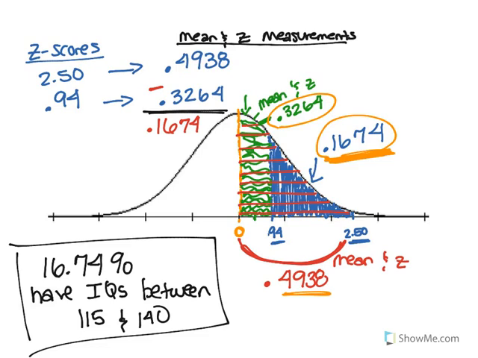Let's look at another one. Let's look at number 2. It says we're using the same mean of 100 and standard deviation of 16. Determine the percentage of people who have IQs between 120 and 145.